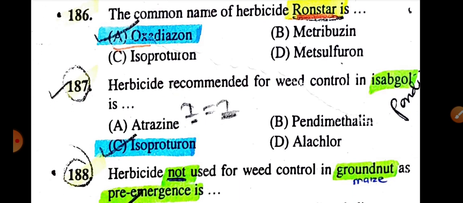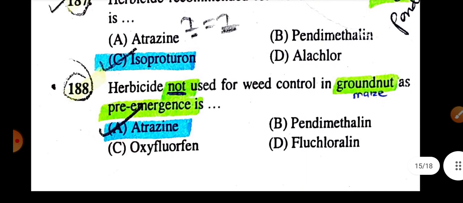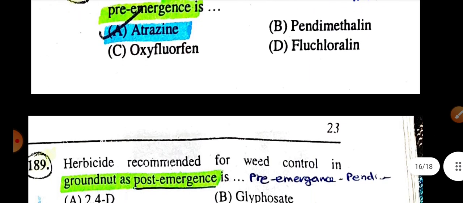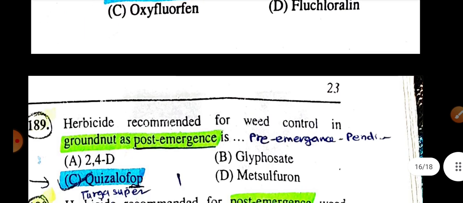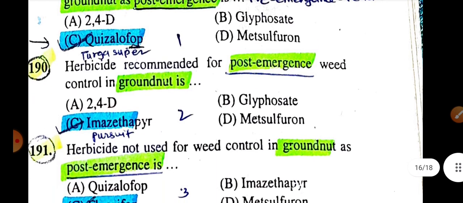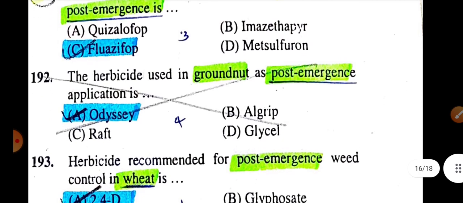The herbicide recommended for weed control in isabgol is isoproturon. The herbicide not used for weed control in groundnut as pre-emergence is atrazine. Maize atrazine is used as a pre-emergence. Herbicide recommended for weed control in groundnut in post-emergence is quizalofop, imazethapyr, fluazifop and Odyssey.